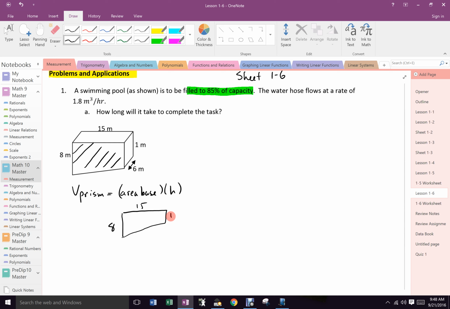Kiara? I would cut it in half, making this part 1 and this part 7, yes? So now I've got this, length times width, 15 times 1 is what? 15. And base, 7, times height, 15, divided by 2?